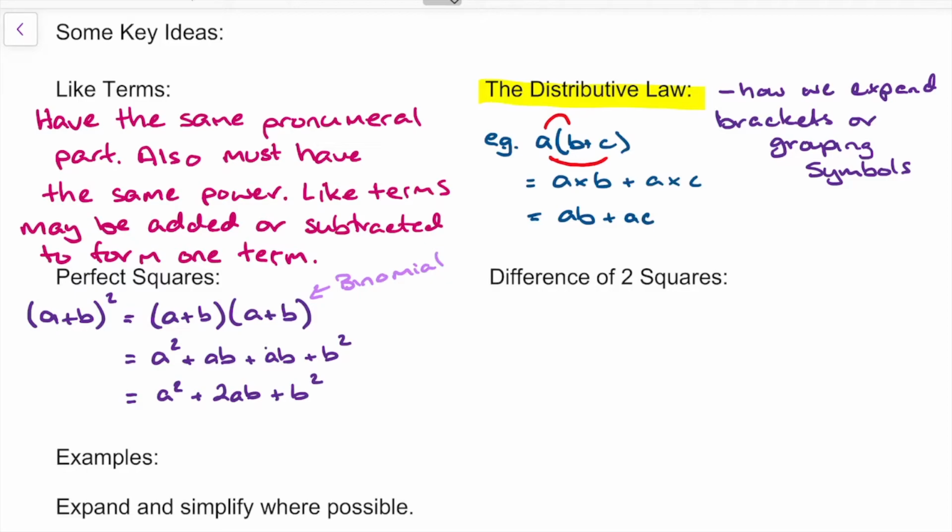Now this can happen with subtraction as well. You just end up with a minus and a plus rather than two pluses. Okay. So I might just pop that down underneath. So this one actually ends up a squared minus 2ab plus b squared. Okay.